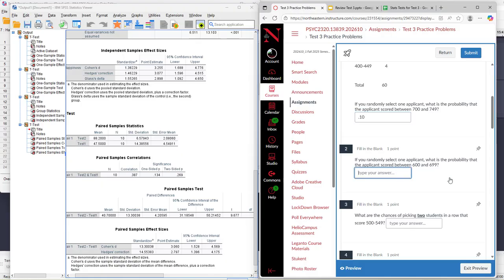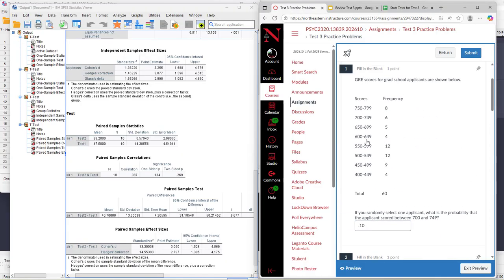Randomly select between 600 and 699. So you're going to add 4 and 5 to get 9. 9 divided by 60 gives you 0.15.